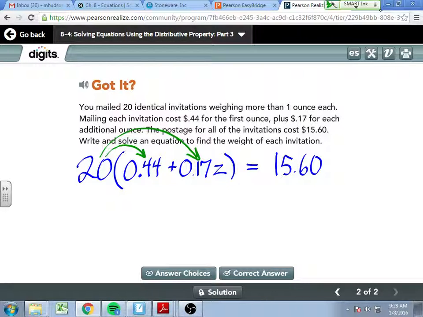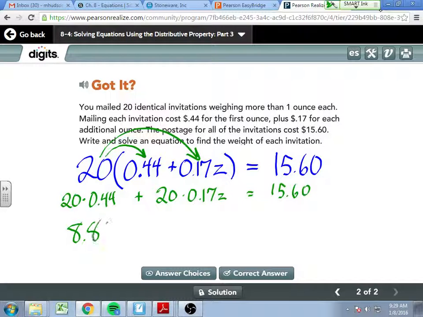So that's going to give me, and I'm just going to write in green to show that it's the result of the multiplication. And I'm going to write out my work. So this is 20 times 0.44 plus 20 times 0.17 Z. And that still equals my 15.60, nothing happened on my right side. I'm still simplifying because I haven't solved the multiplication yet. This times 10 would just move the decimal. So times 20, move the decimal one place and double it. We get 8.80.